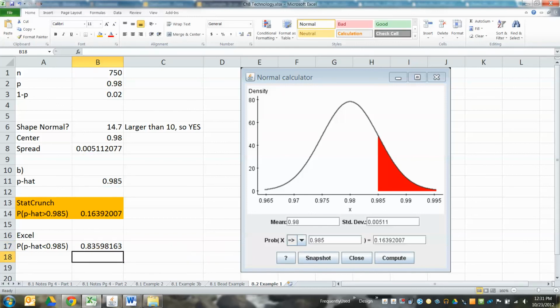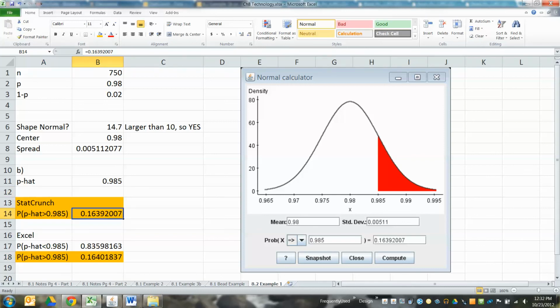Enter. Okay, now that's not what we wanted. That's the white side, right? Because Excel, the norm dist function only finds left area. So then we take it away from 1 to find what we were actually looking for. It's equal to 1 minus that value. And there it is. Now notice they're a little bit different from each other.